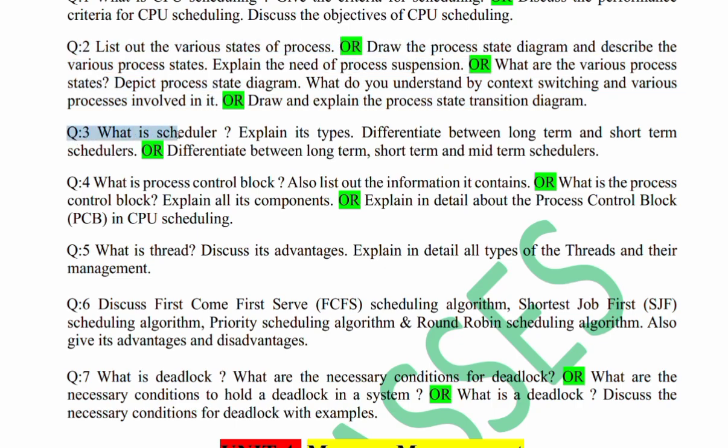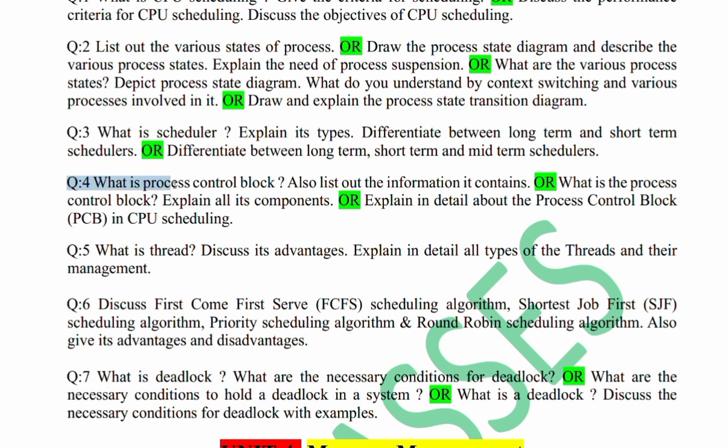Question number third is, what is a scheduler? Explain its types. Differentiate between long-term and short-term scheduler, or differentiate between long-term, short-term, and mid-term scheduler.